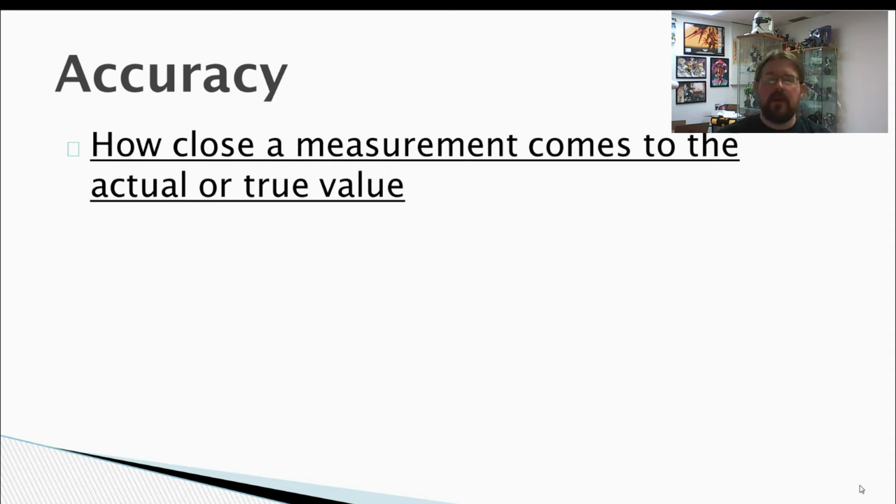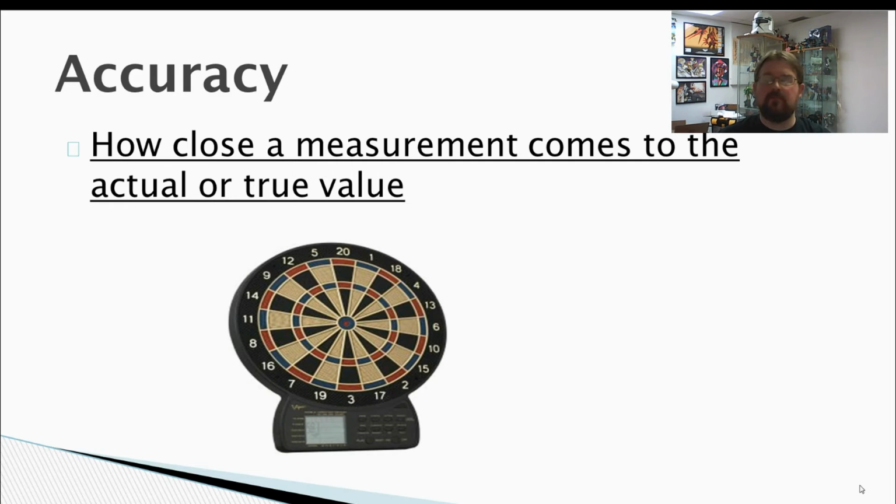Okay? Accuracy can be attributed to something like when you're playing darts or you're target shooting. Accuracy is how close your shots get to where you want them to be. For example, if you want to hit the bullseye, you're accurate if you're hitting the bullseye.